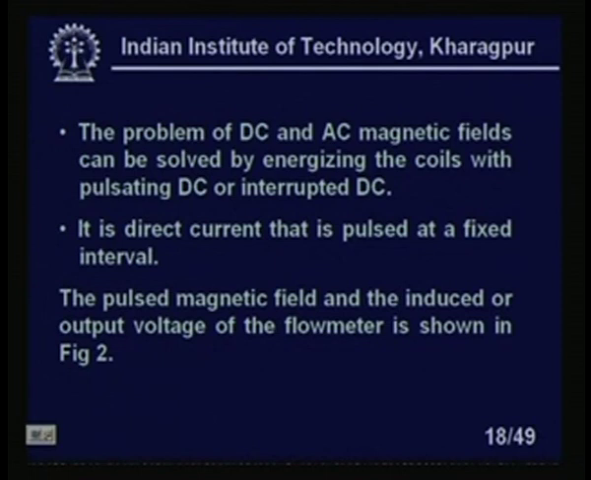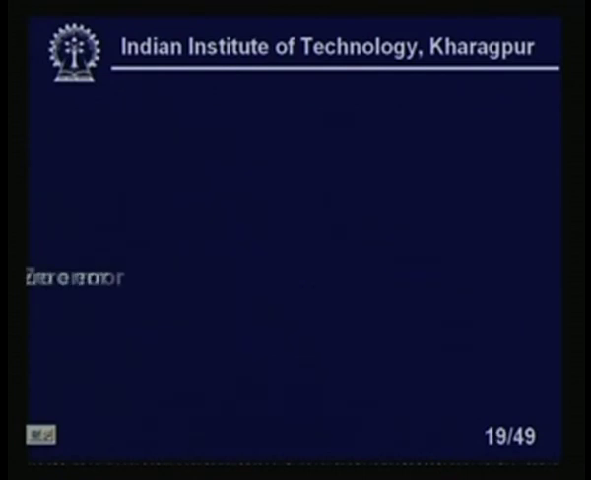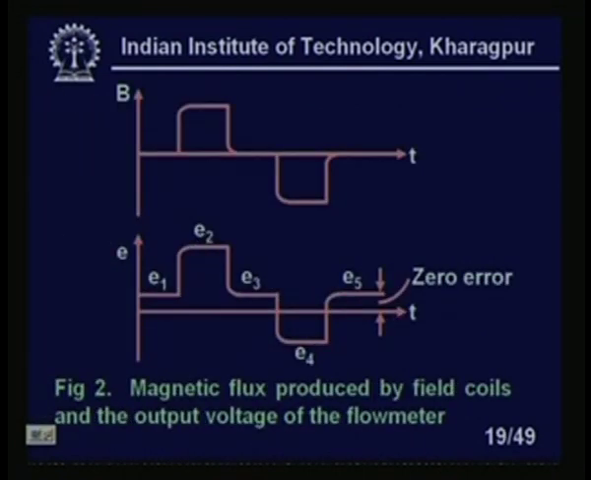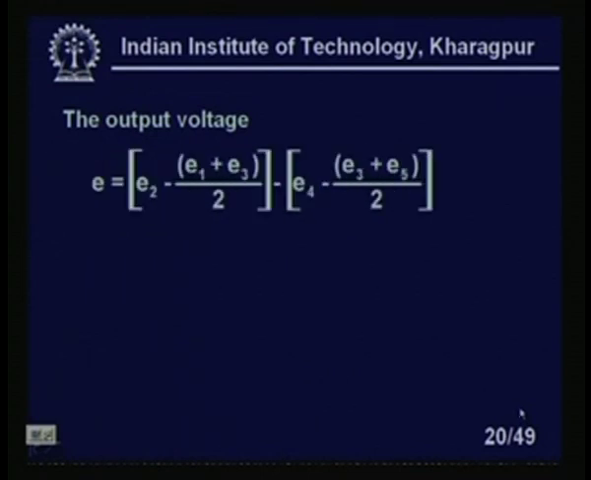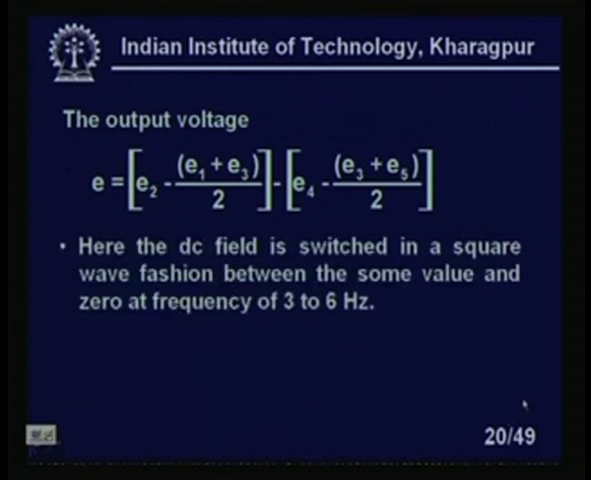The pulsed magnetic field and the induced or output voltage of the flow meter is shown in figure 2. This is the figure we can see here: the magnetic flux produced by the field coils and the output voltage of the flow meter. There is a non-zero voltage here, and that is called the zero error in the case of electromagnetic flow meters. We will discuss this. The output voltage I can write as E2 minus (E1 plus E3)/2, minus (E4 minus (E3 plus E5)/2).